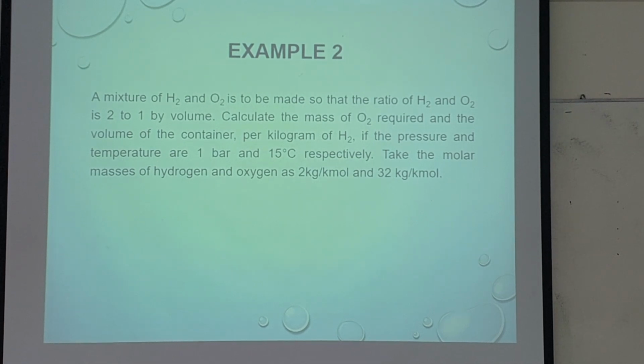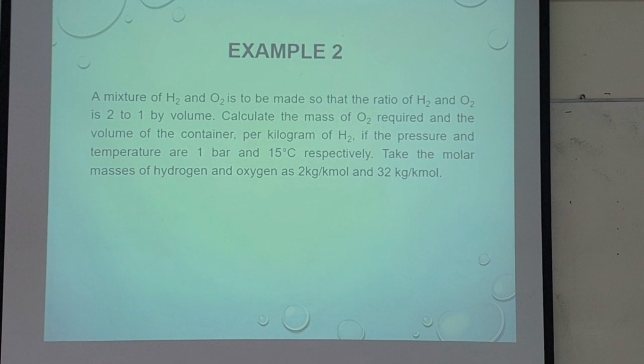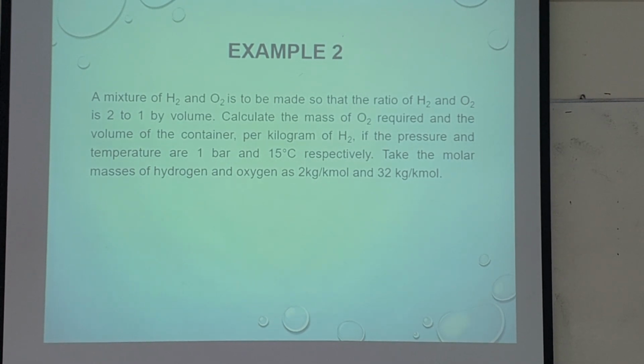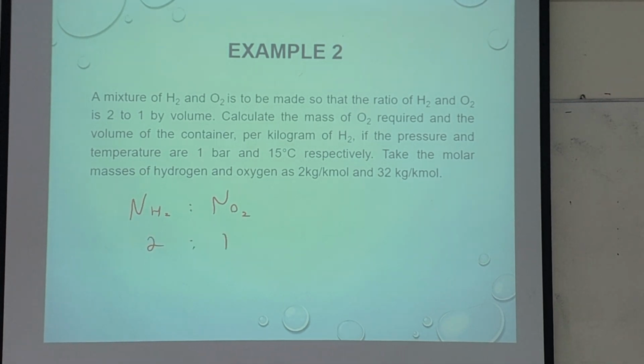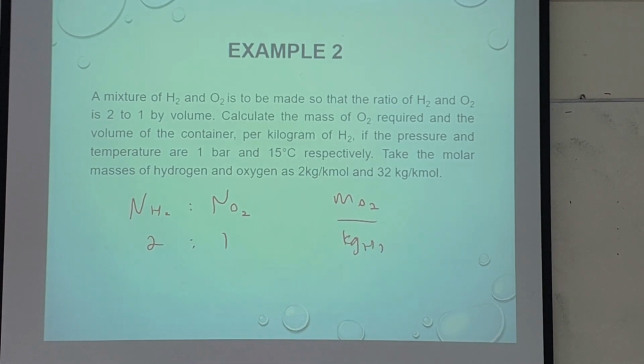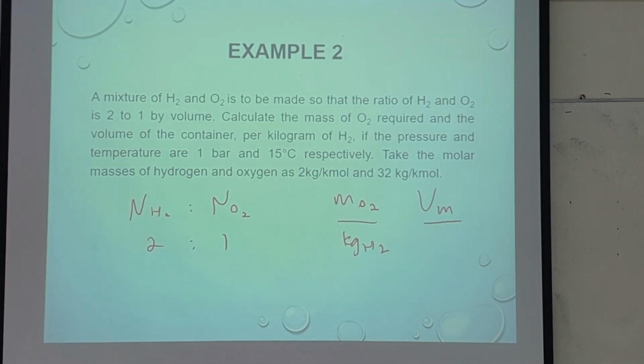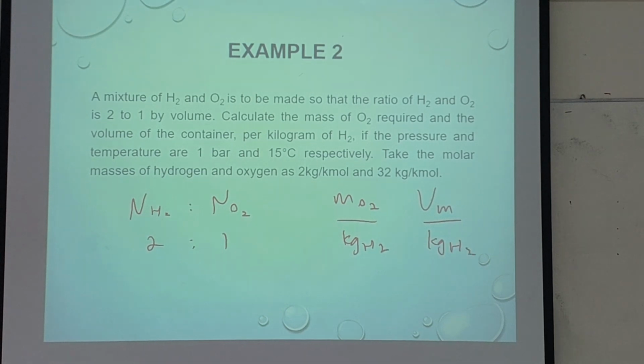you have a mixture of H2 and O2. The ratio of H2 to O2 is by volume, or rather by mole, same thing. So let's say I use by mole. H2 to O2 is 2 to 1. So you need to find the mass of the oxygen per kilogram of H2 and also the volume of the mixture per kilogram of H2.